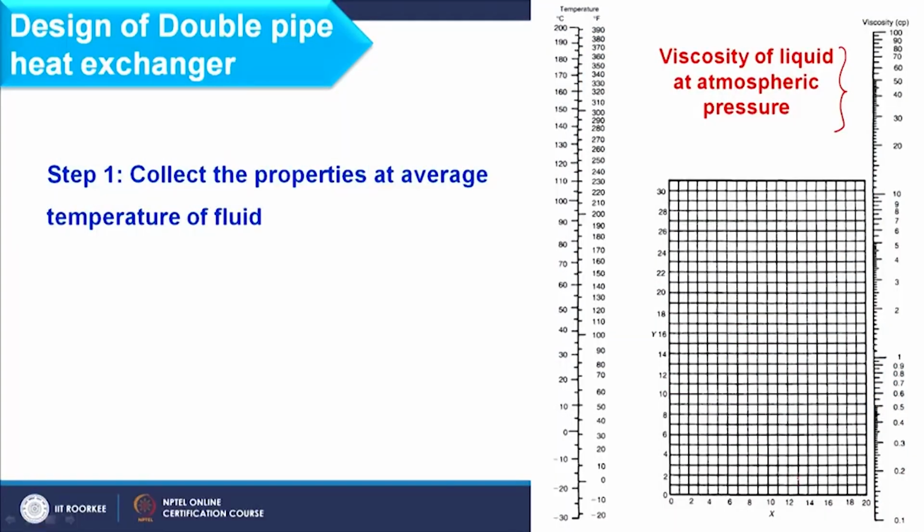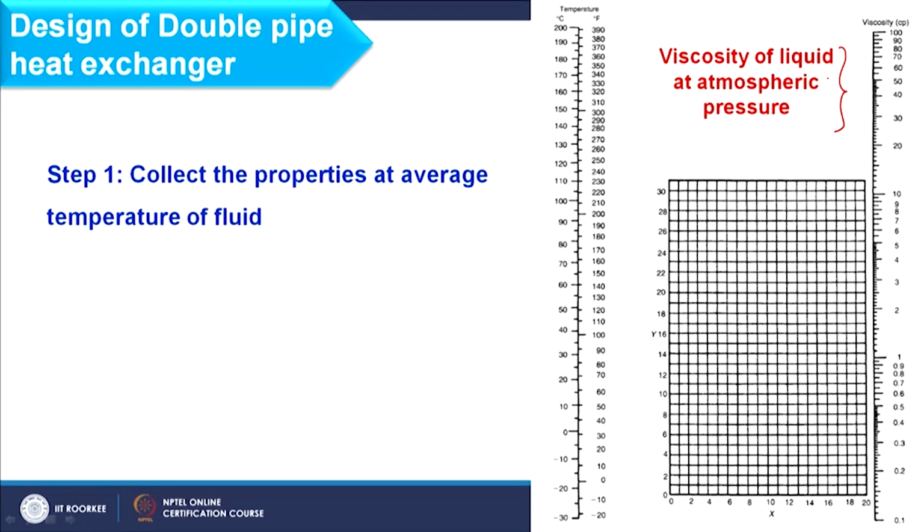Okay. And when you are calculating the heat transfer coefficient of the fluid, you have to consider density, viscosity, etc., to find out the Reynolds number and Prandtl number. All these properties you have to collect at the average temperature. So, here we should first focus on the viscosity of the fluid.